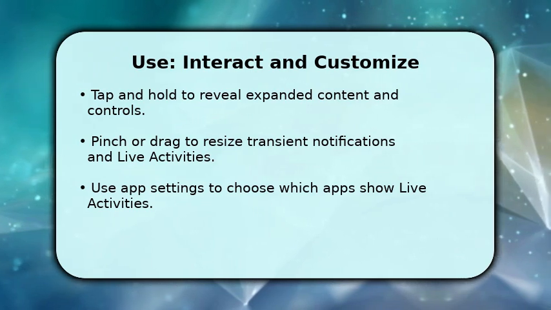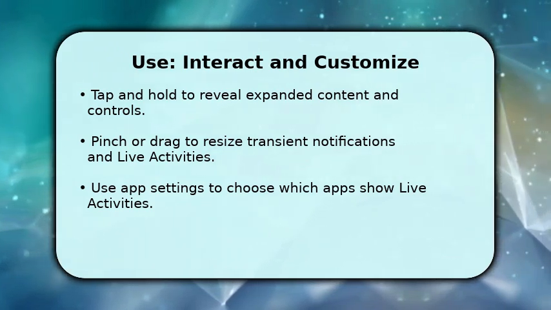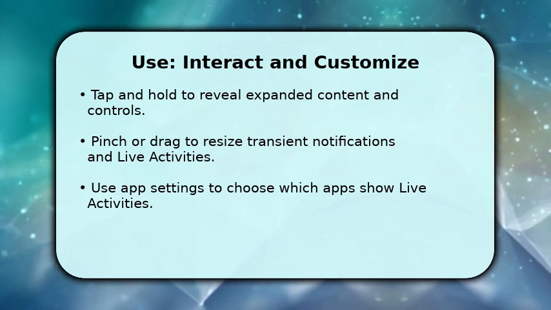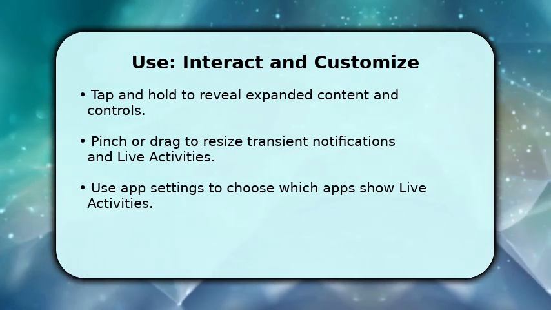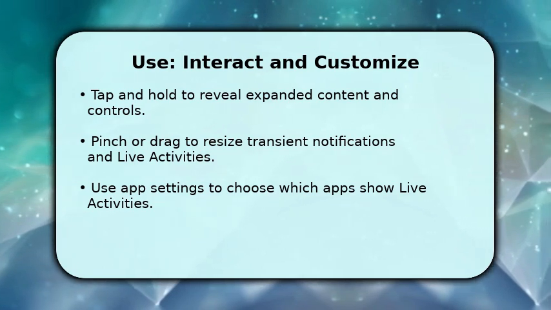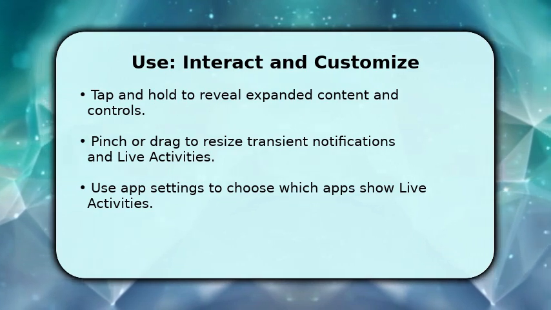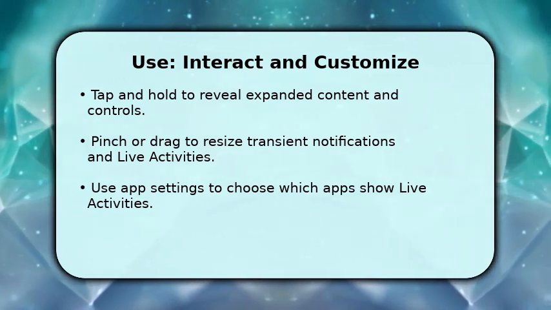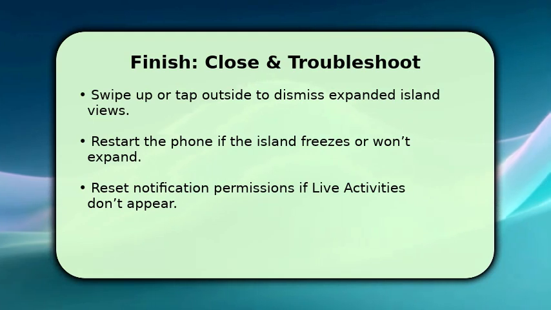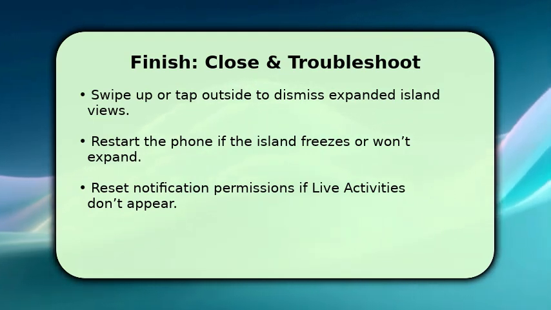Customize which apps can appear by opening each app's notification settings and enabling live activities. Doing so makes the island present only the information you want, which reduces clutter and speeds interaction. You finish interactions by tapping outside the Dynamic Island or swiping up to close expanded views. This returns the display to normal.